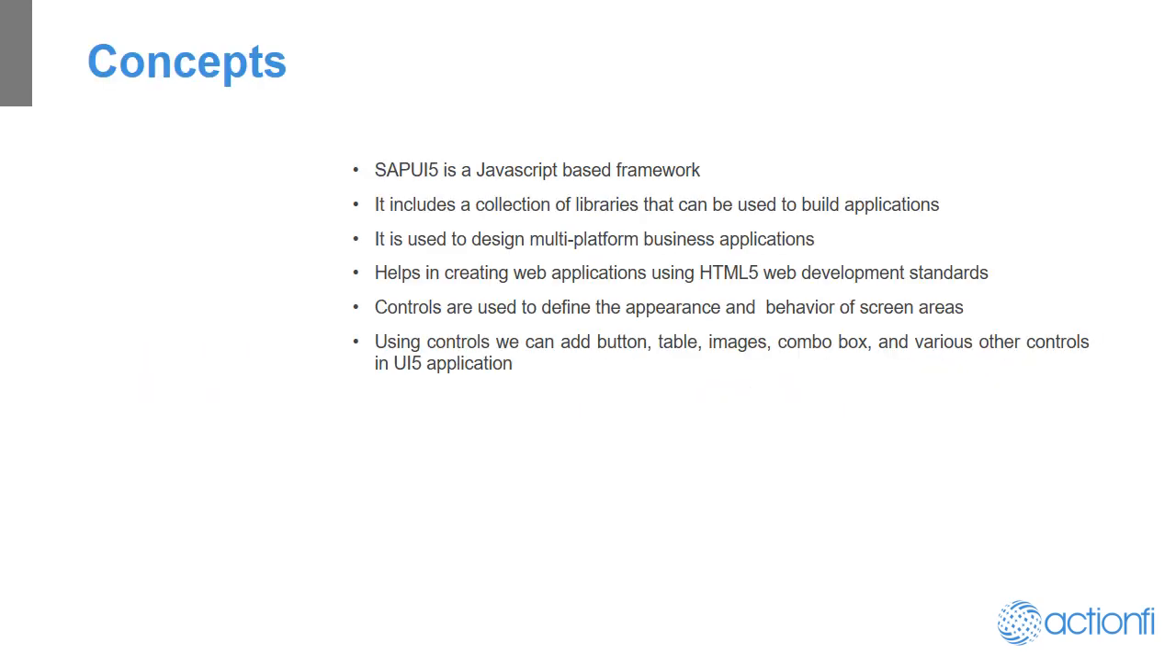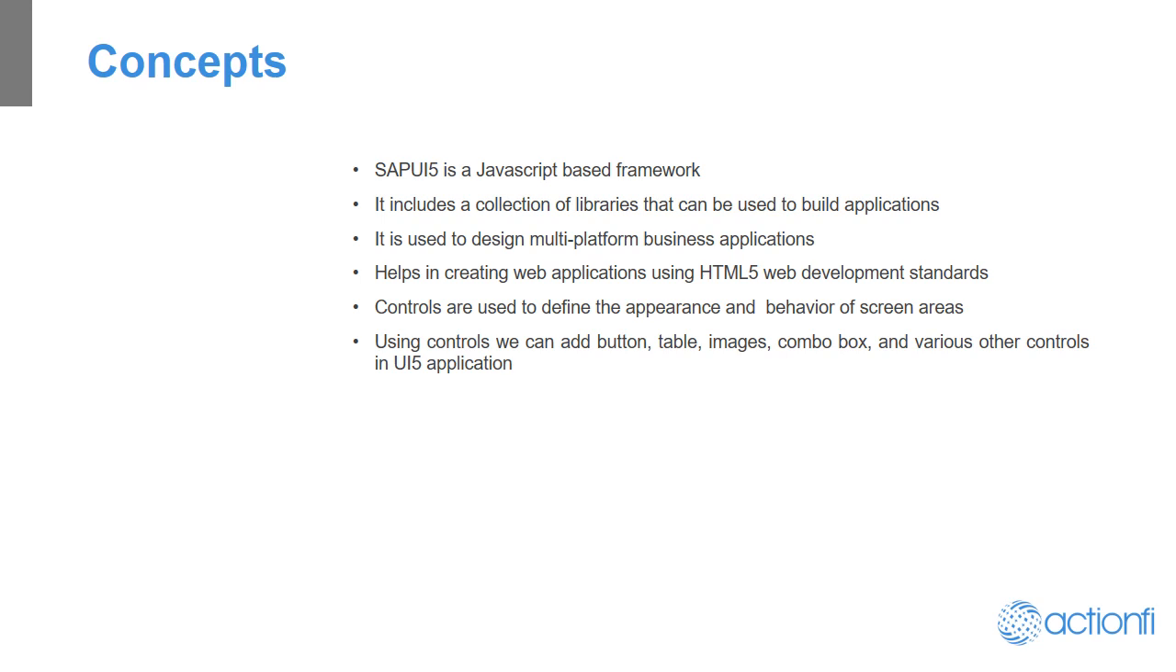SAP UI5 is a client UI technology based on JavaScript, CSS and HTML5. It uses JavaScript-based frameworks to design multi-platform business applications. SAP UI5 includes a collection of libraries that can be used to build applications. Depending on the device the application is to run on, that is, mobile, tablets or desktop PC, you can use different UI libraries. It helps in creating web applications using HTML5 web development standards.